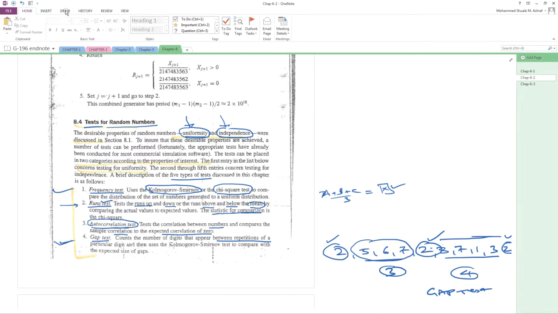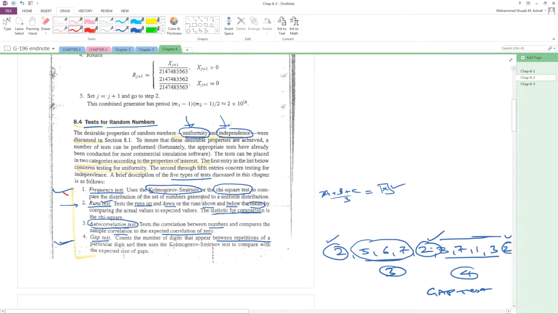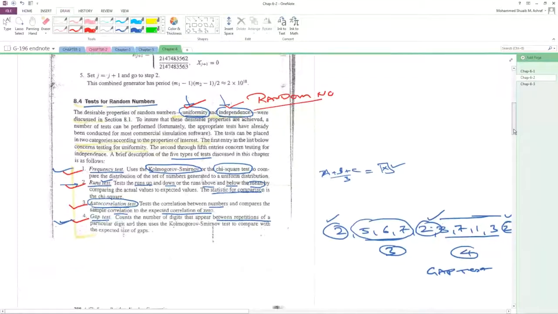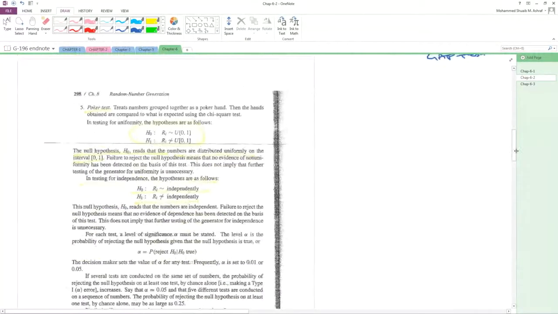So we have four tests here. Number one frequency, number two run, number three autocorrelation, number four gap test. These four tests we will do to check the uniformity and independence of random numbers. Okay, students, any problem in this? Clear? This is a theoretical question. Maybe there will be a mark question on this.